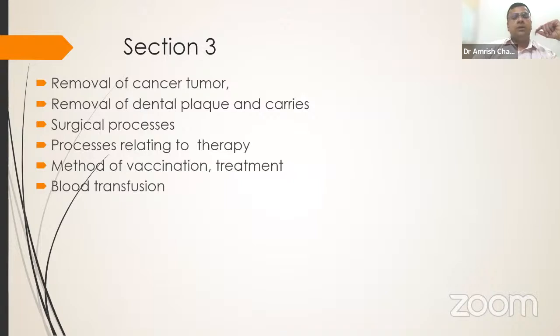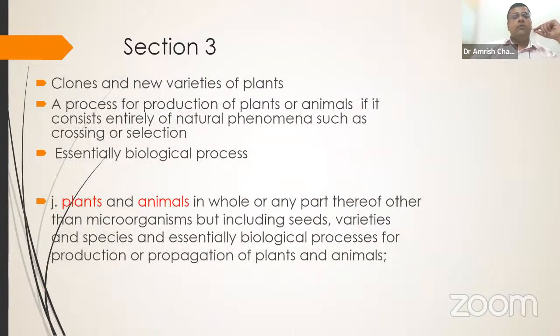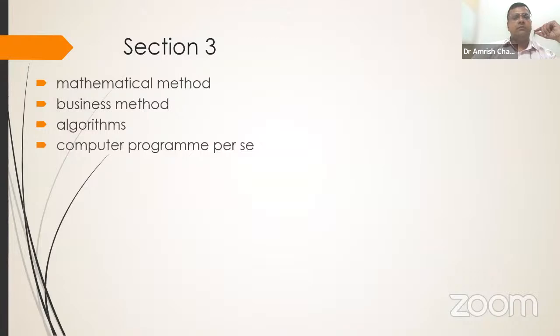Similarly, when it comes to medical sciences, the method for removal of cancer or surgical process or blood transfer, things are not patentable. Okay, but if you make a composition for a particular thing, or you make a kit for something, such things will be patentable. But as such, the procedures will not be patentable. In terms of plants and animals, section 3J says that plants or animals in whole or part thereof, other than microorganisms, but including seeds, cannot be patented. Okay, so if you're making a clone or something, cloning or anything, such things will not be patented.